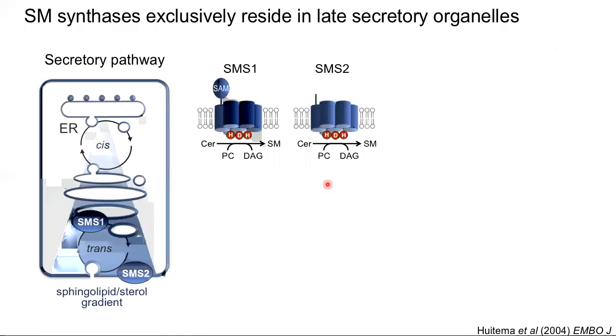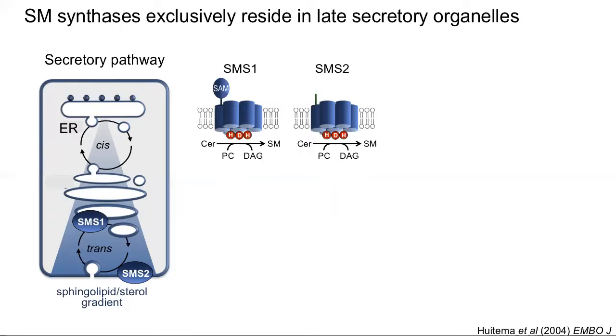Now, this brings me to the second topic of this webinar. I already mentioned that bulk production of sphingomyelin, which is the key sphingolipid in mammalian cells, is mediated by this Golgi-resident enzyme sphingomyelin synthase 1, but in fact, mammalian cells have a second sphingomyelin synthase isoform, SMS2, which actually dwells both in the trans-Golgi and at the plasma membrane of these cells.